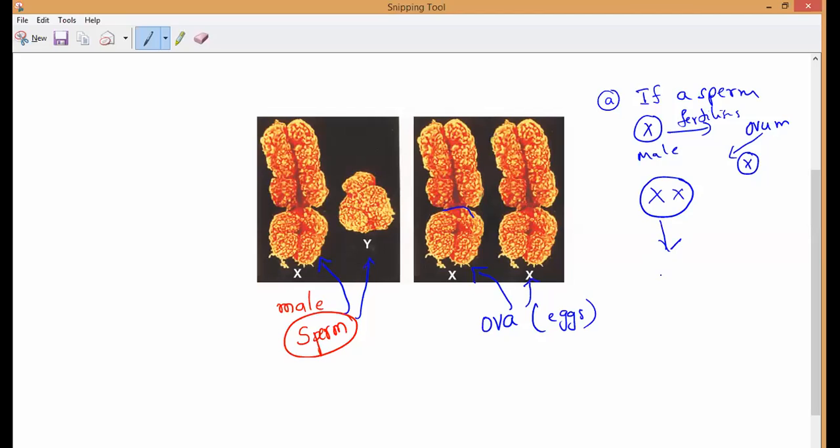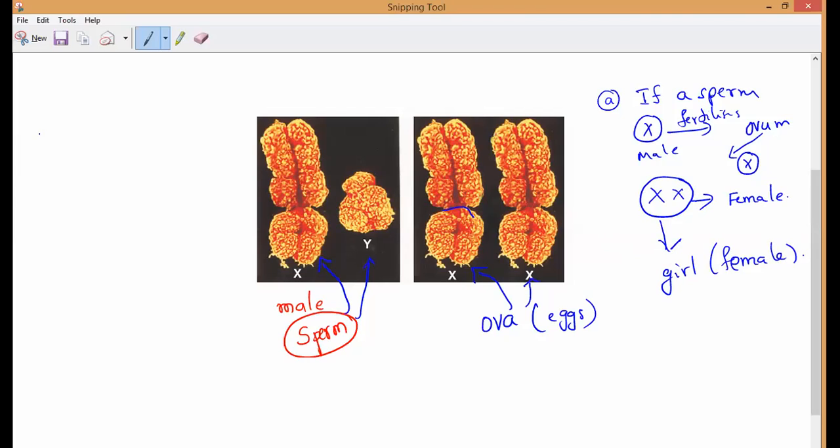So what baby will come? Baby girl or baby boy? They will be born as a girl baby, or we can say a female will come. This is because the child will have an XX combination. We know that the XX combination of sex chromosomes always represents a female body.